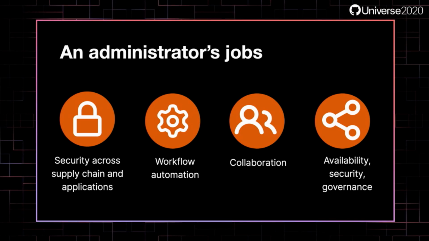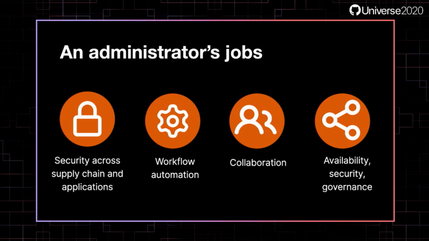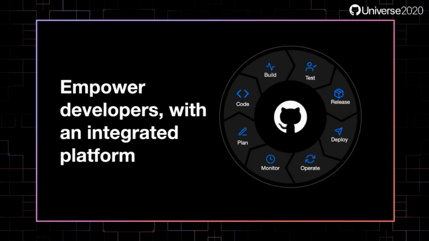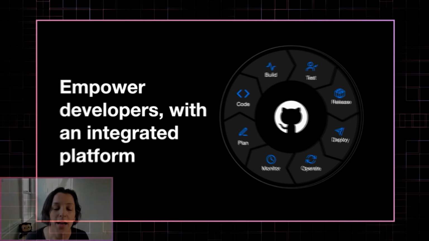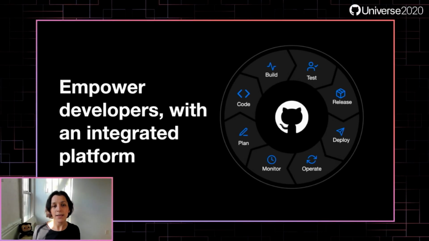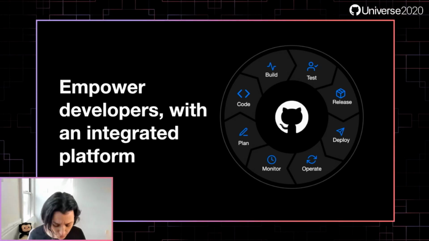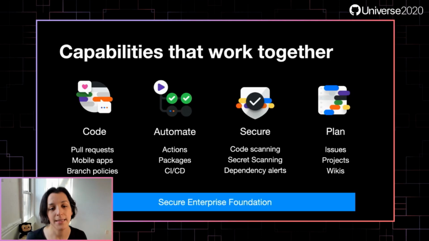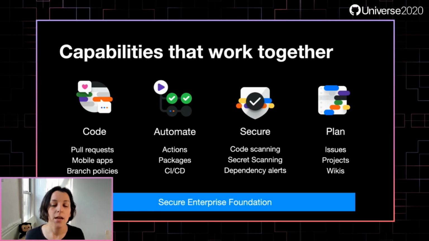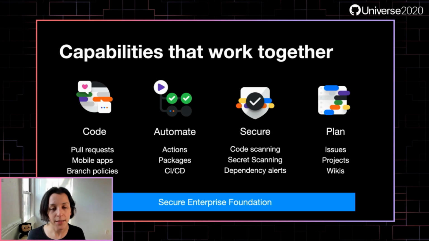At GitHub, we have one underlying philosophy for how we help companies, big and small, to achieve goals like these. And that is to empower developers with an integrated platform. And in this talk, I'm going to talk to you about how you can use some of the capabilities in GitHub Enterprise to achieve goals like that. But first of all, what are those capabilities? So those capabilities sit across 4 core pillars: coding, automation, security, and planning.